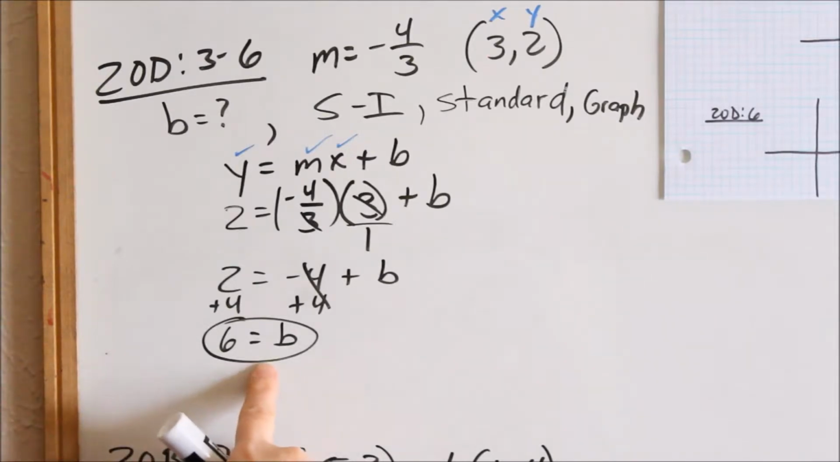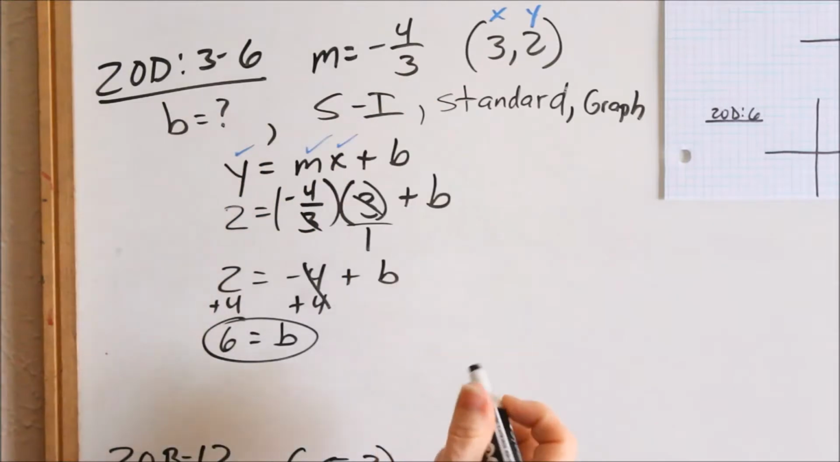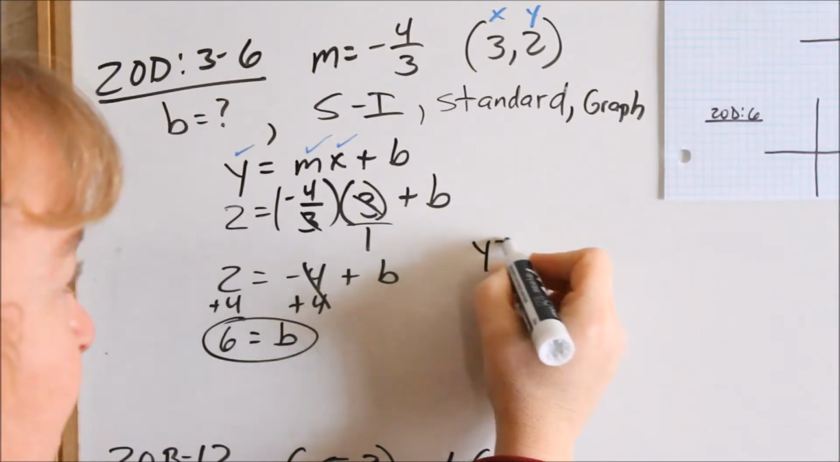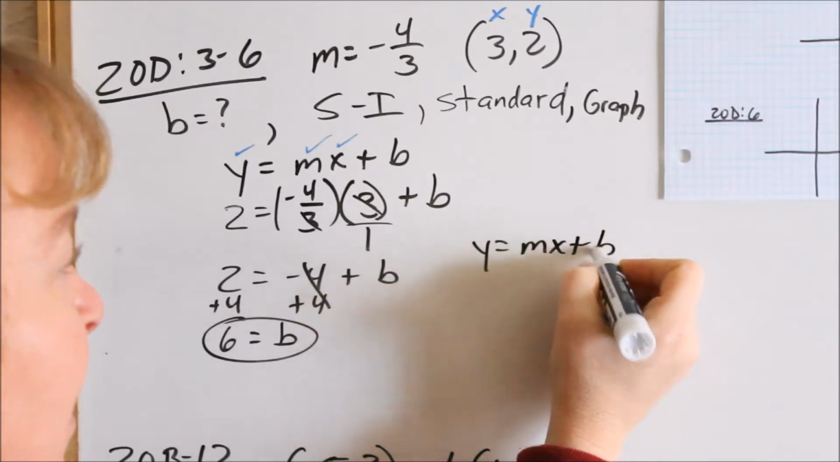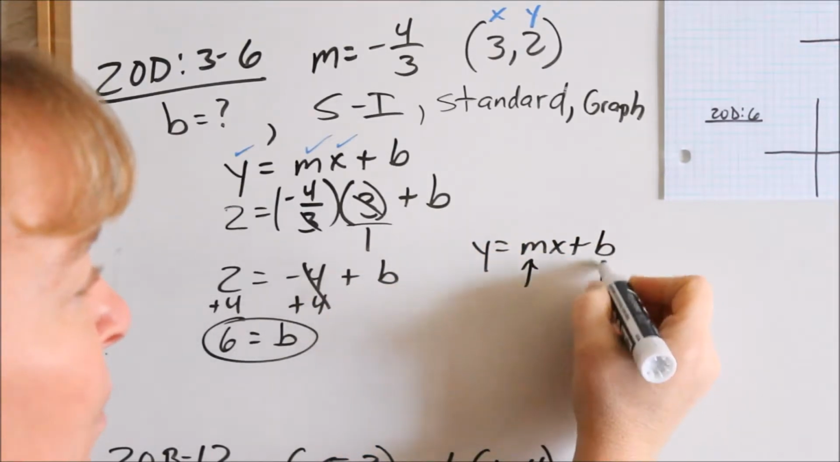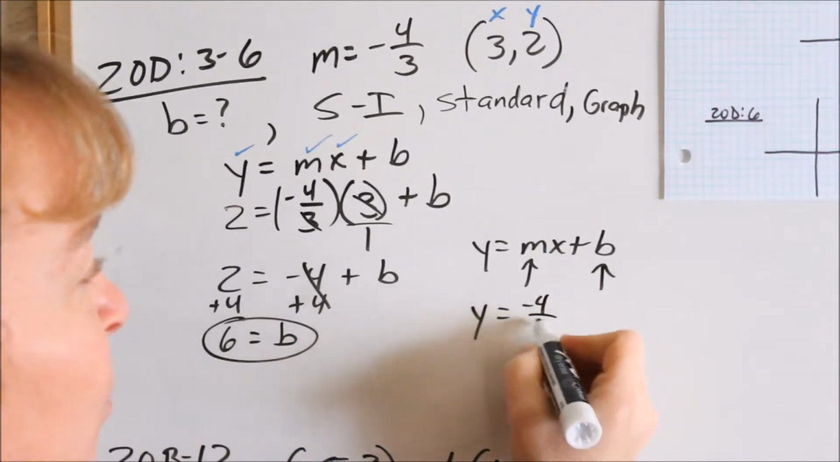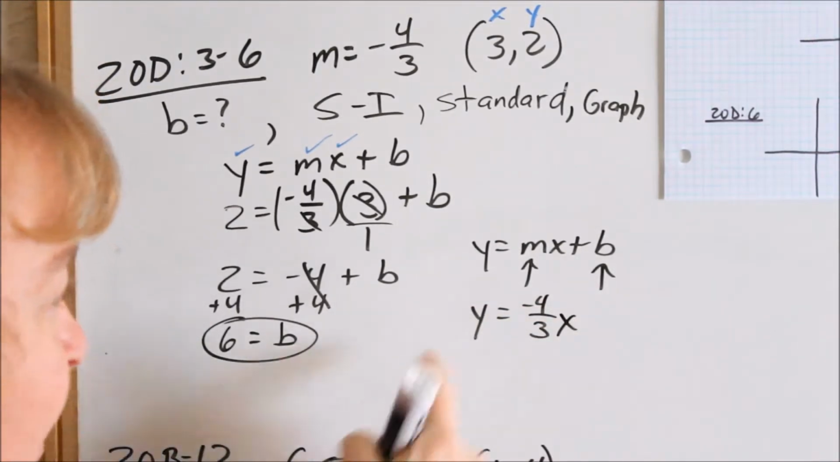So we know that our y-intercept is a +6. We know our slope is a -4/3. Now we can write an equation for the line. You go back to your general equation of y equals mx plus b. Now we're going to substitute in our slope and our y-intercept to write an equation. So y equals -4/3 was our slope. We're not putting anything for y and x.